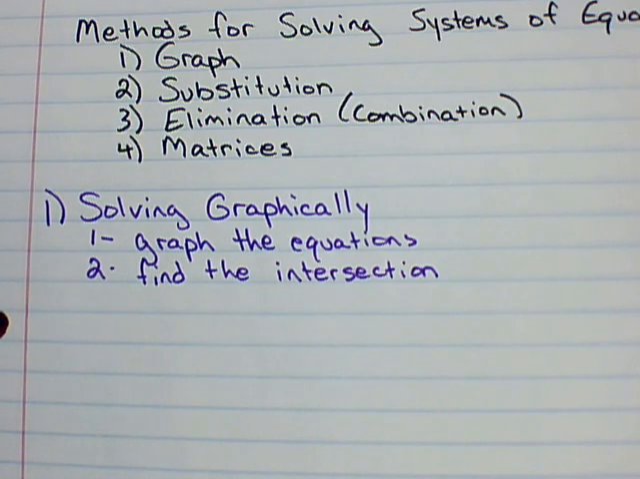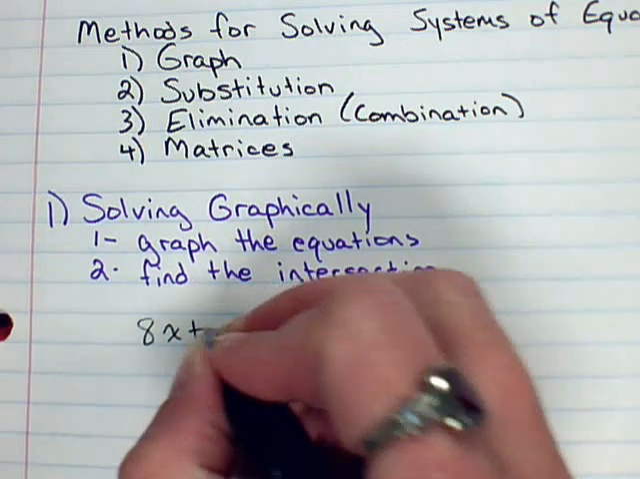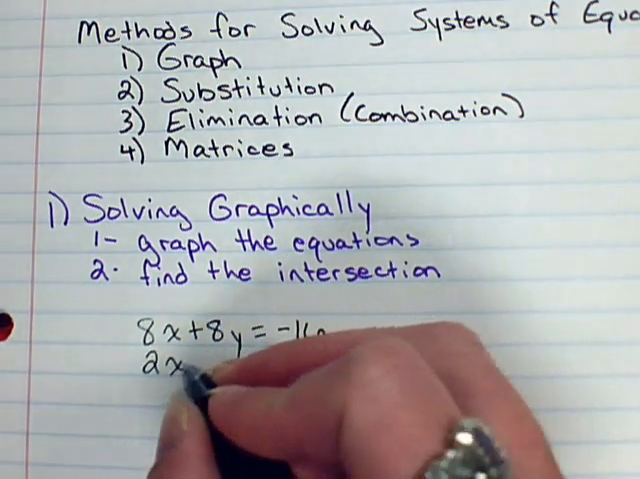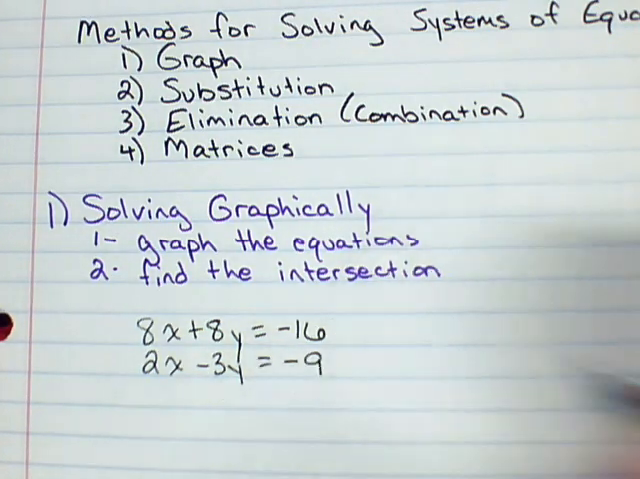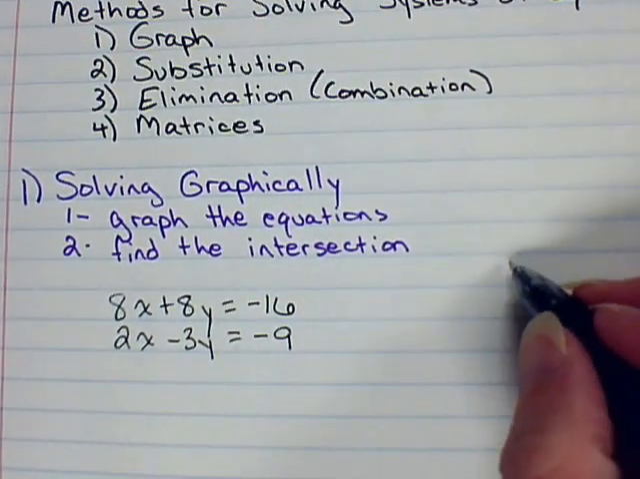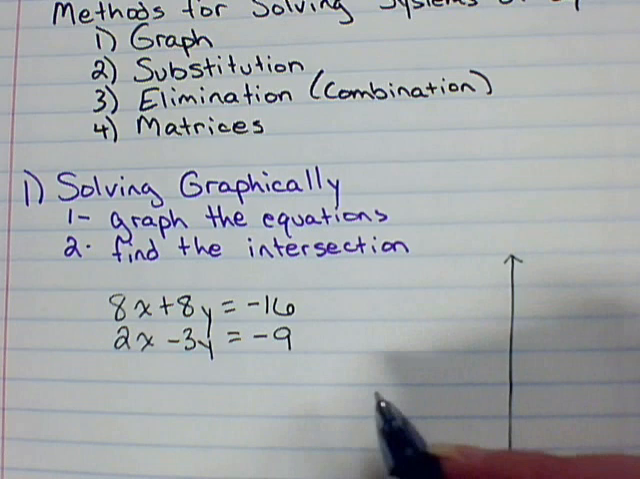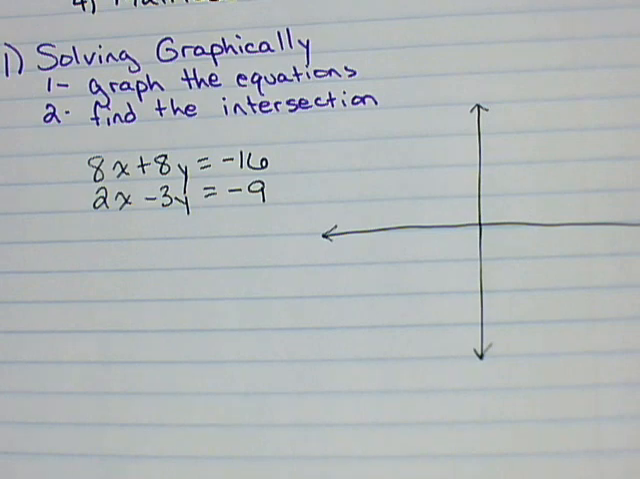Let's say I have 8x plus 8y equals negative 16 and 2x minus 3y equals 9. Now we're going to solve these by graphing. So we will need to have a graph. And we also will need to maybe rearrange these so they're easier to graph. Most people like to rearrange them into slope-intercept form to graph.